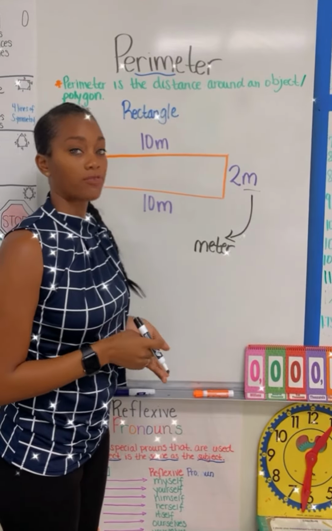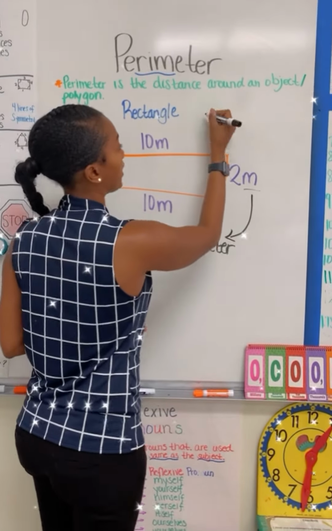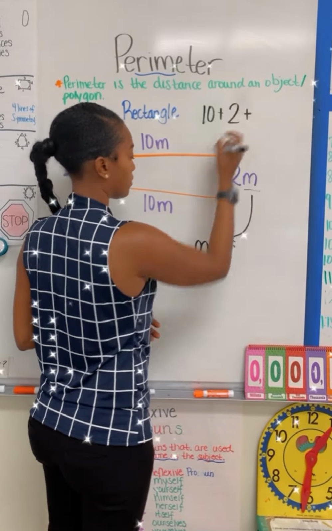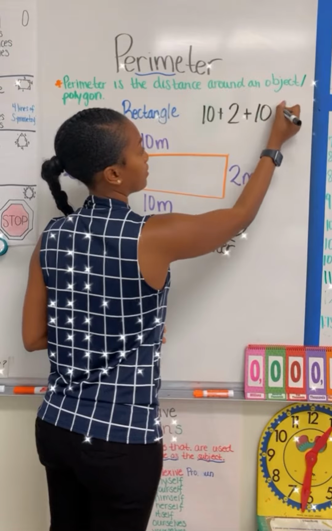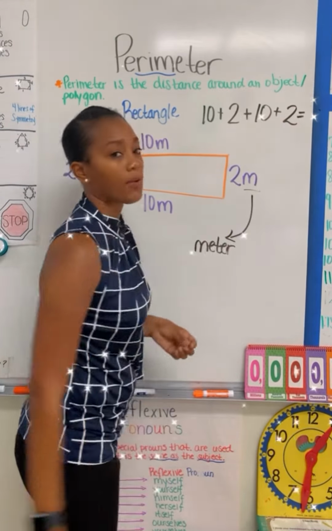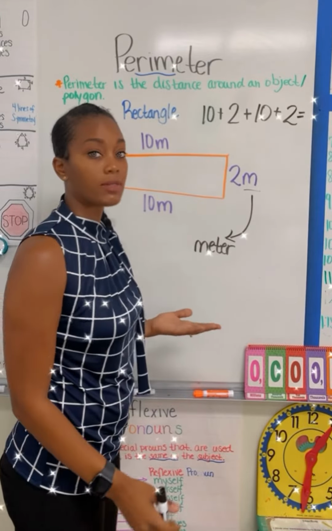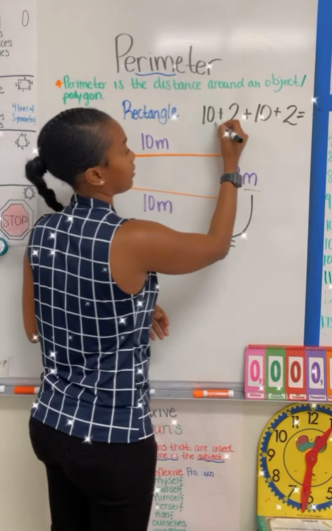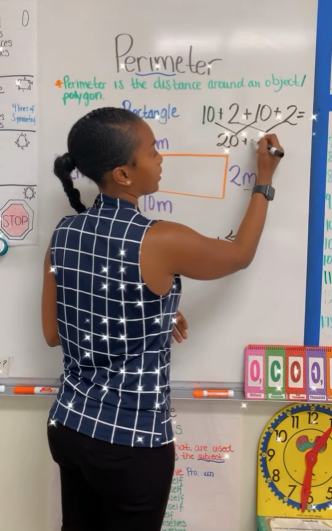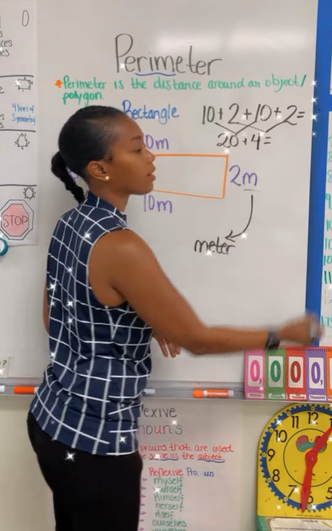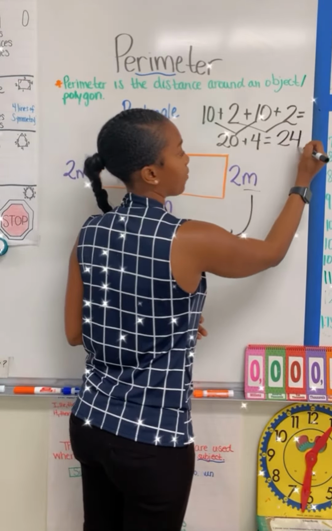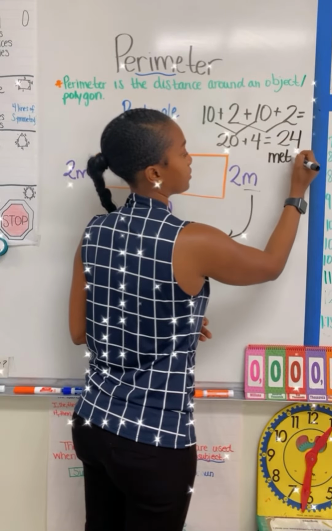Now let's find the perimeter for the rectangle. We have 10 plus 2 plus 10 plus 2. I'm going to make it easier for myself. I know that 10 plus 10 is equal to 20. And I know that 2 plus 2 is equal to 4. Therefore, my answer is going to be 24 meters.